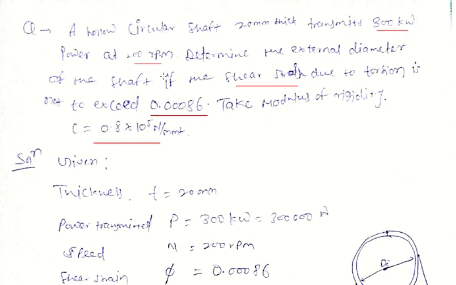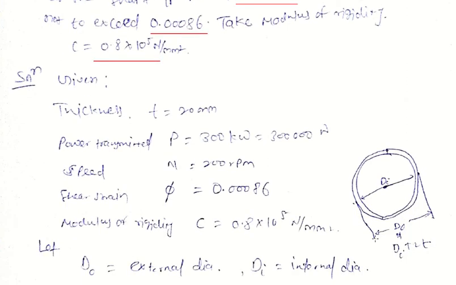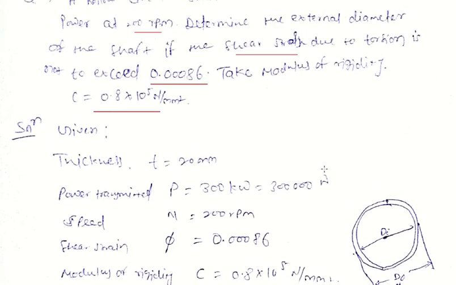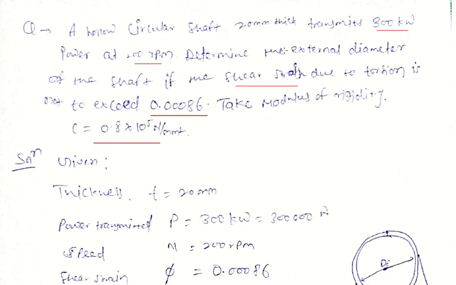So here is the question, and what is given? There is power transmission, thickness of shaft, that means the outer minus the inner is 2 into 20 mm. There is here the outer, the inner, there is two thickness, one T and another T. So the outer minus the inner is 2T. And shear strain due to torsion is 0.00086 and modulus of rigidity is given.